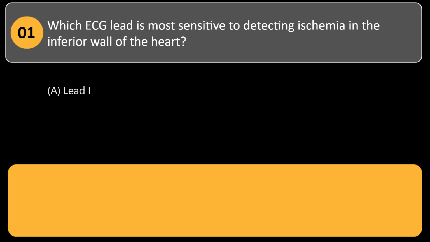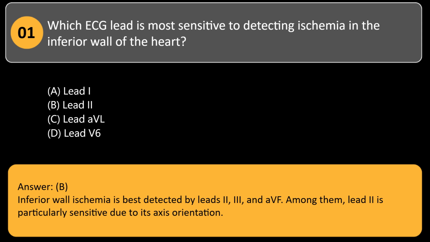Which ECG lead is most sensitive to detecting ischemia in the inferior wall of the heart? A. Lead I. B. Lead 2. C. Lead aVL. D. Lead V6. Answer, B. Inferior wall ischemia is best detected by leads 2, 3, and aVF. Among them, lead 2 is particularly sensitive due to its axis orientation.